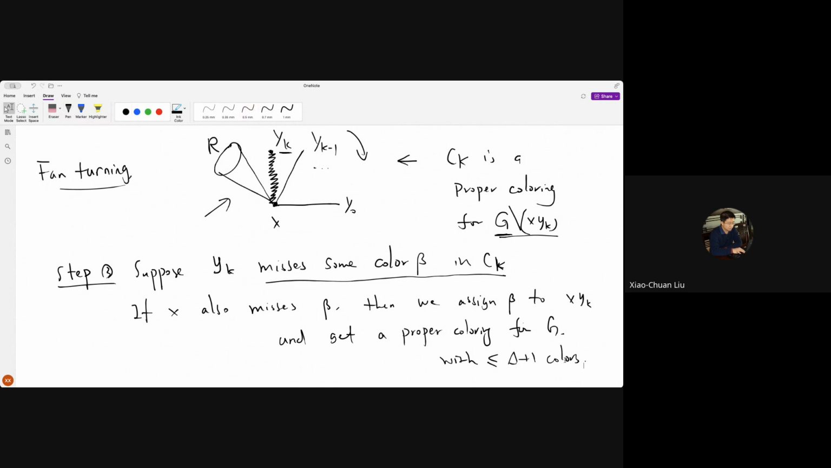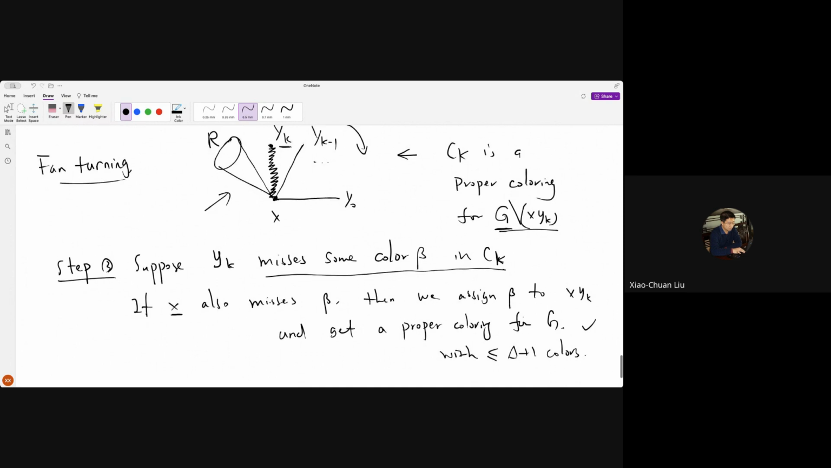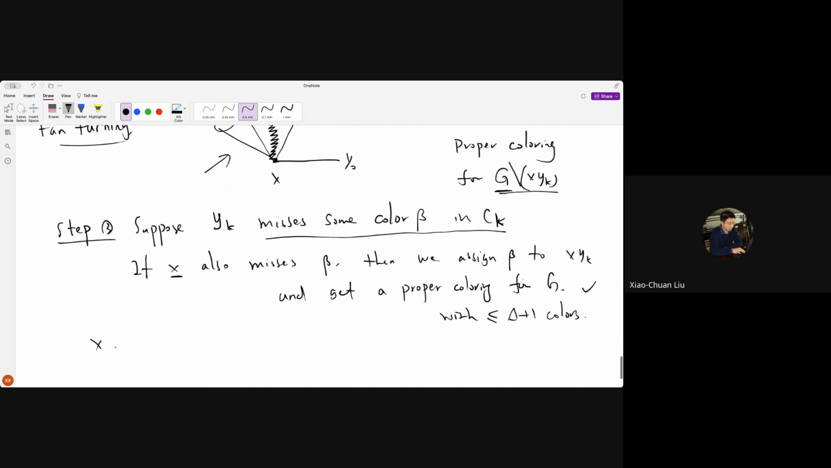Okay, so this is a simple case. Another case is that x does not miss beta. Okay, this is the kind of case A.